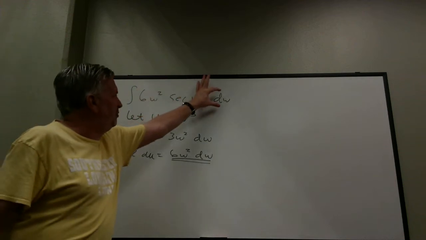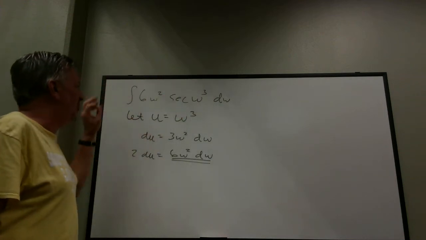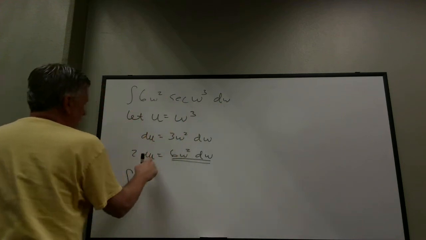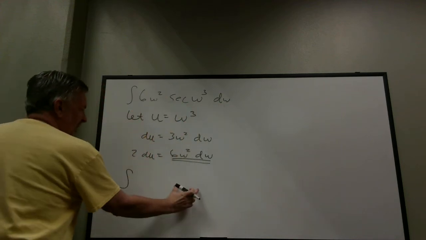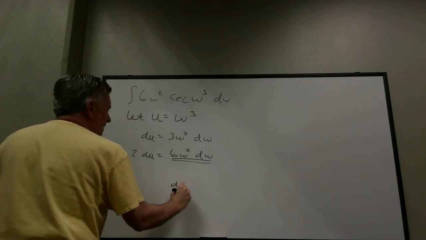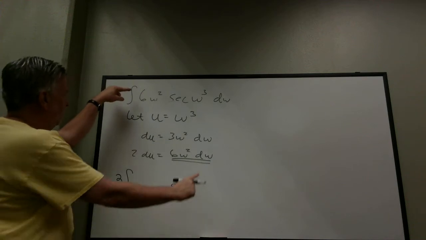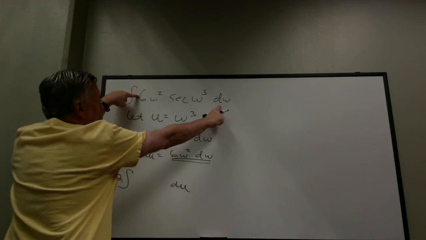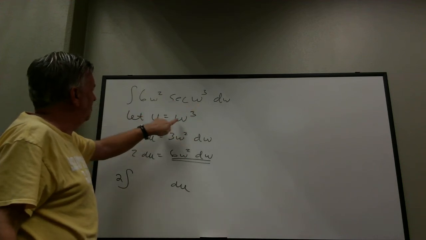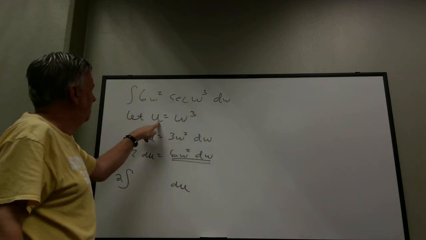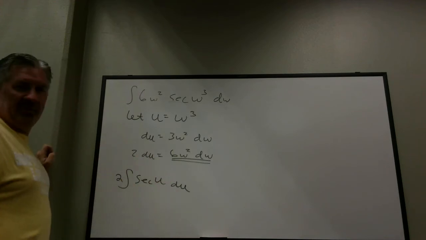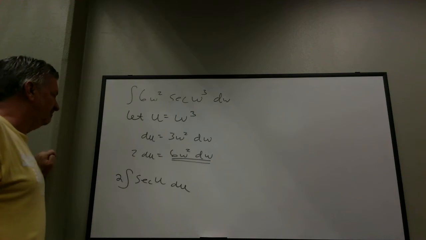And make sure you substitute for everything in the original problem. Okay? So instead of 6w squared dw, that gives me 2 du. So I'm going to have 2 du here, but you're going to have a product, so I can pull the 2 out front. Now keep on, what did I get rid of? Just the 6w squared dw. So what's left to substitute for? I still have secant w cubed. I need to write that in terms of u's, but w cubed is u. So I have secant u. And this is something that we know how to integrate from Calc 1.